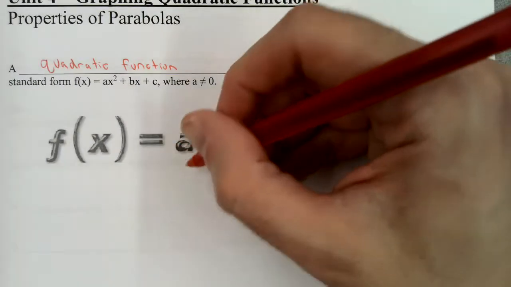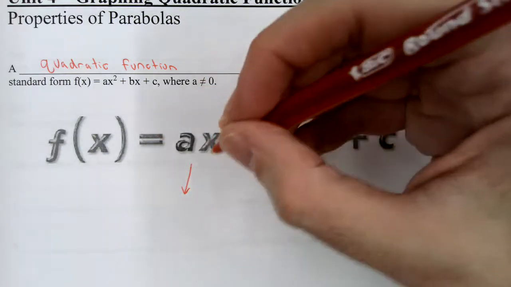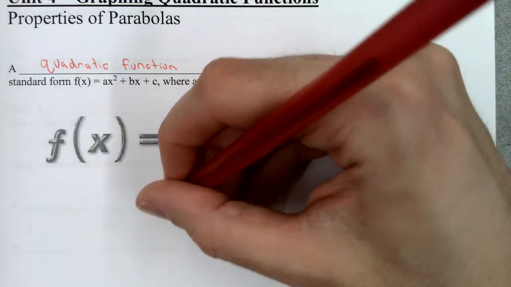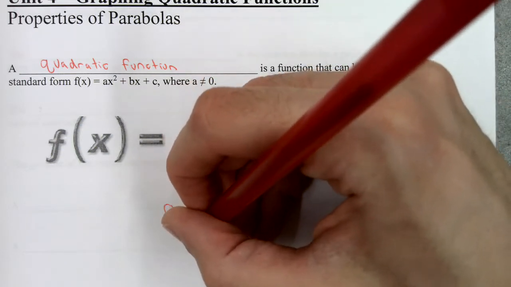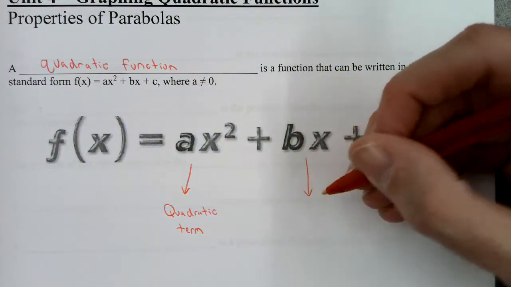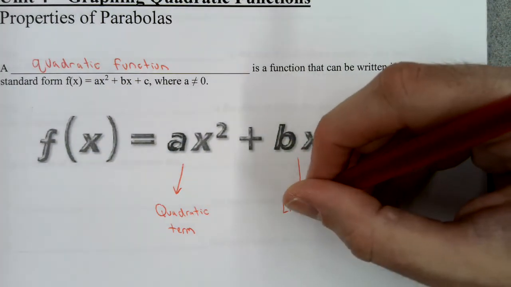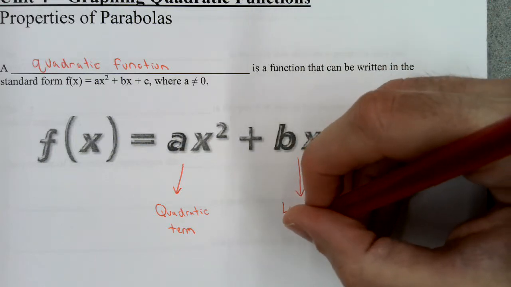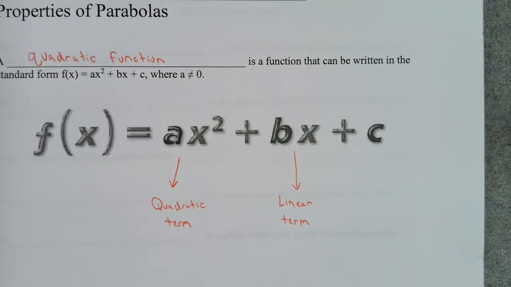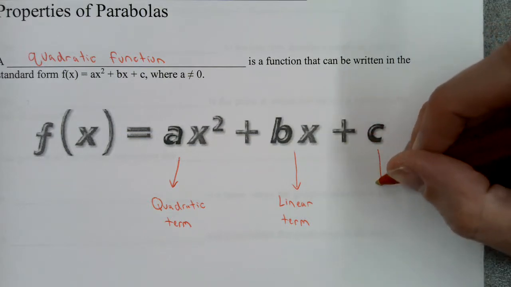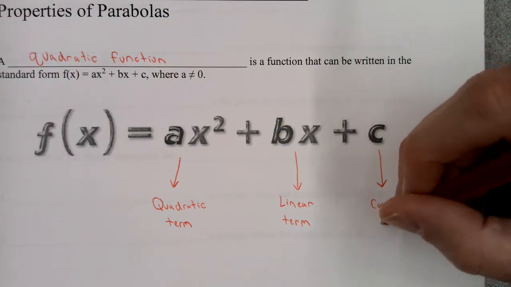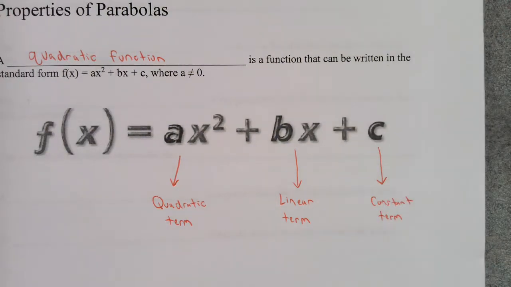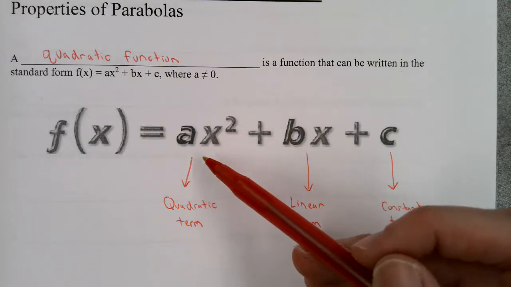The ax squared, that's called the quadratic term. The bx, that's called the linear term. And the c, the number that's all by itself without a variable, that is called the constant term. Okay, so a quadratic function has to have ax squared.